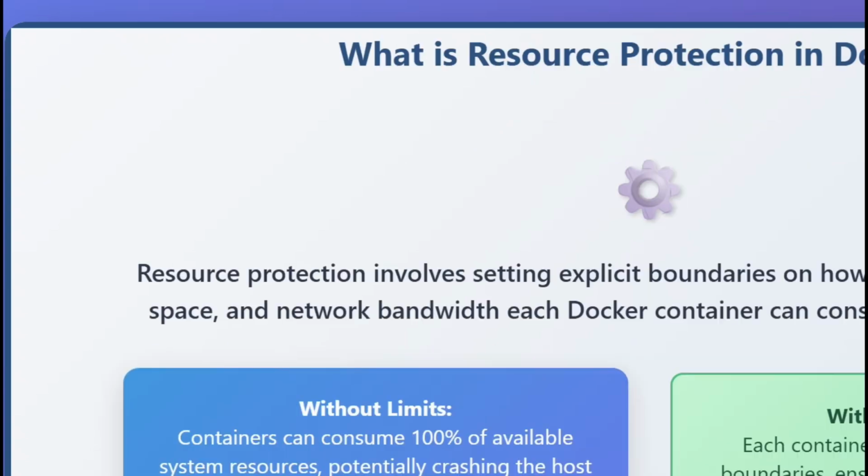Okay, now let us see what exactly resource protection is in Docker. Resource protection involves setting up explicit boundaries on how much CPU, memory, and disk space, as well as network boundaries or bandwidth, we can say, each Docker container can consume on the host system. Why this particular resource protection came into the picture is that by default the containers are ephemeral.